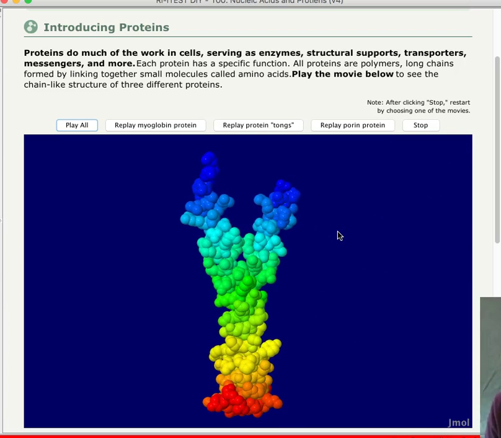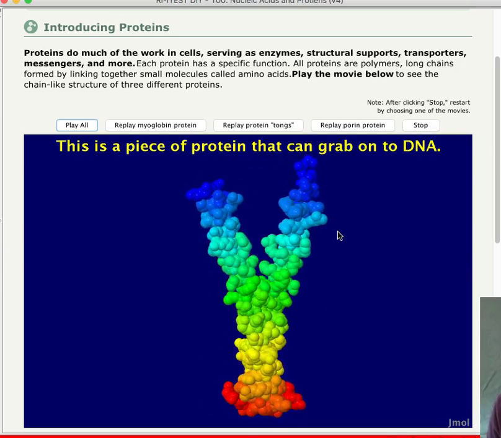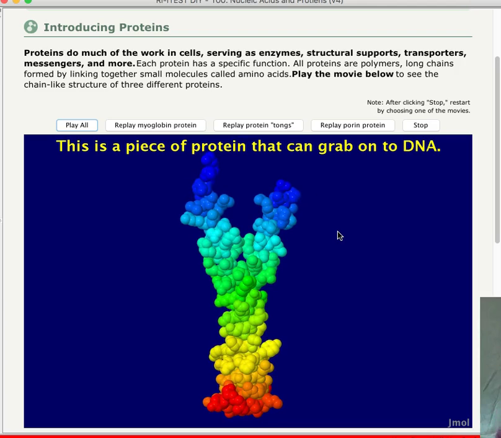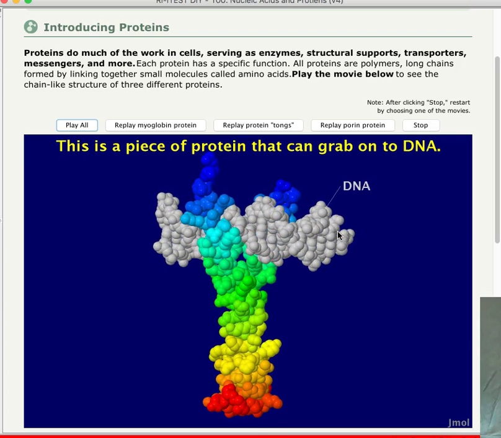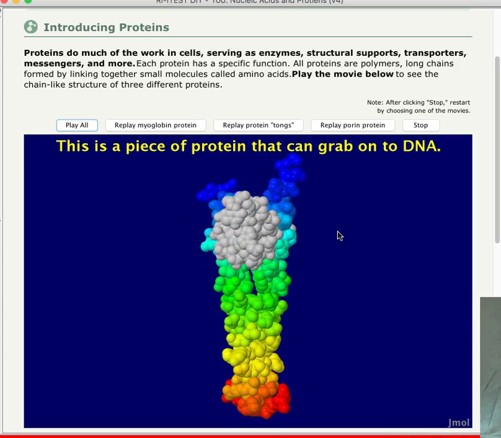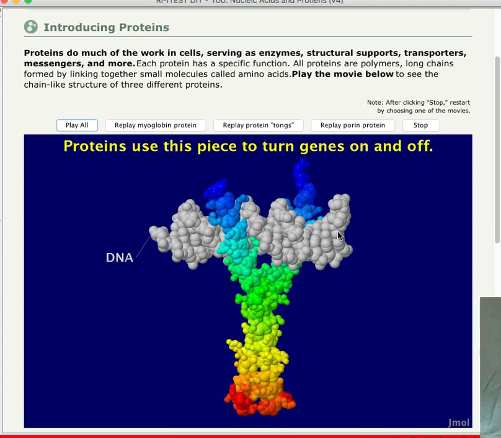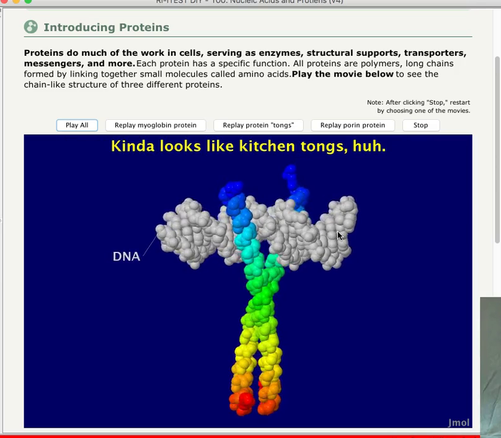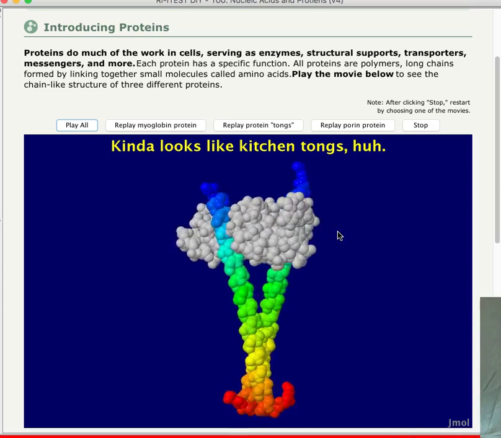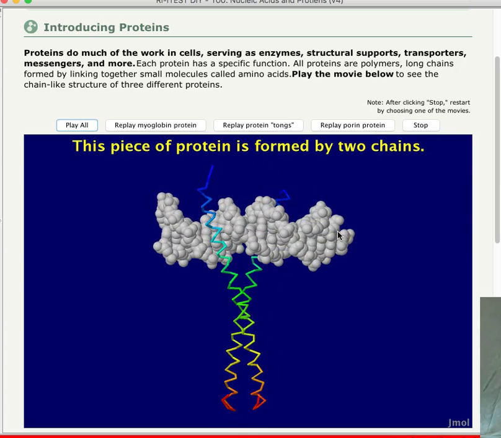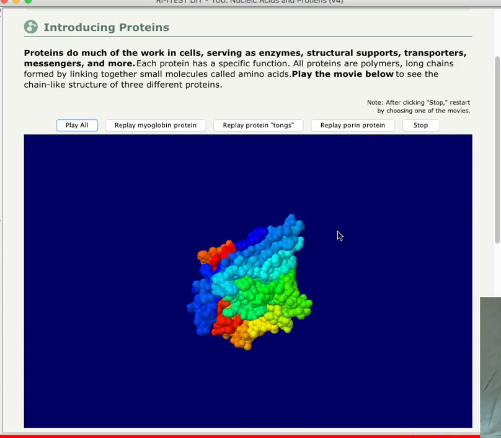Here's another one that we rely on for life. It's a piece of protein that can grab onto DNA and hold it in place where the mechanisms in your body are reading that DNA to figure out the code in it so they can make proteins. It can turn that protein coding gene on and off. So those tongs are important in grabbing onto the DNA, holding it, and turning it on and off so you don't make too much protein.